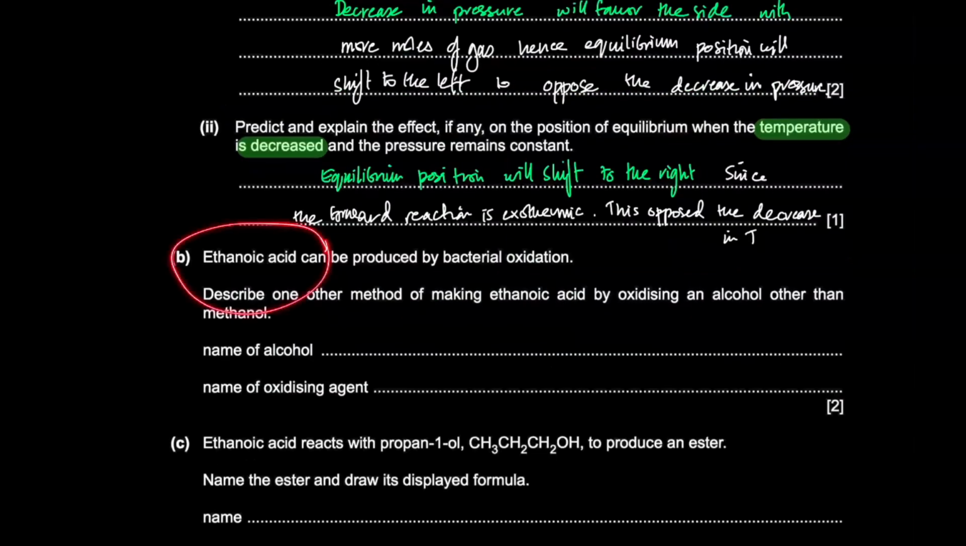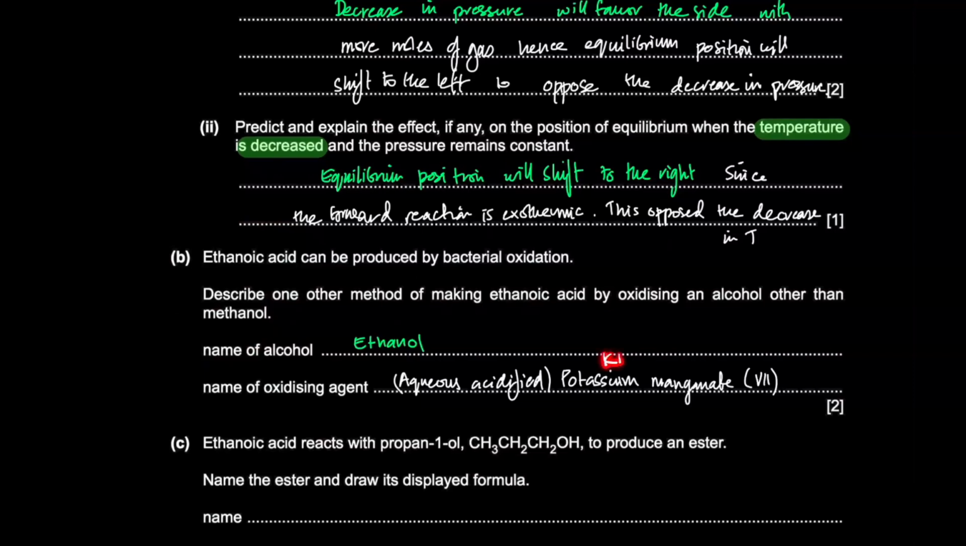Ethanoic acid can be produced by bacterial oxidation. Describe one other method by using an alcohol other than methanol. So we use ethanol, and we can oxidize ethanol using acidified potassium manganate(VII). The name of the oxidizing agent is just potassium manganate(VII), but the full reagent is aqueous acidified, which I'll write in brackets. You should know the name though: potassium manganate(VII). This is KMnO4.